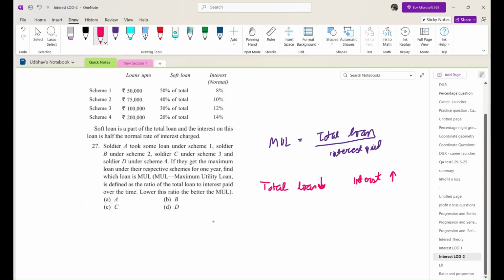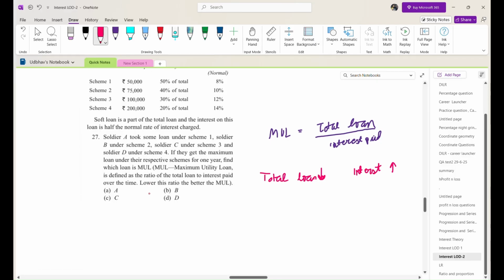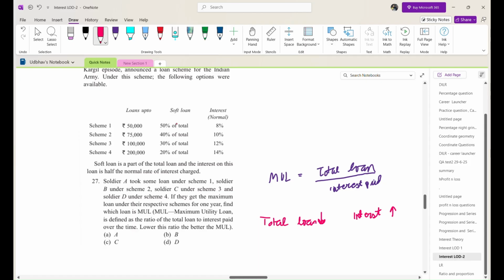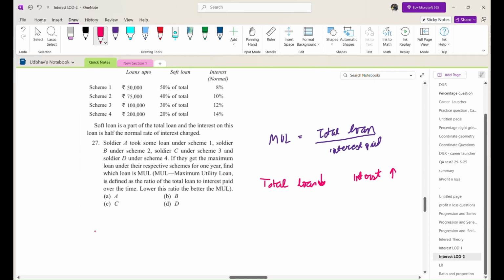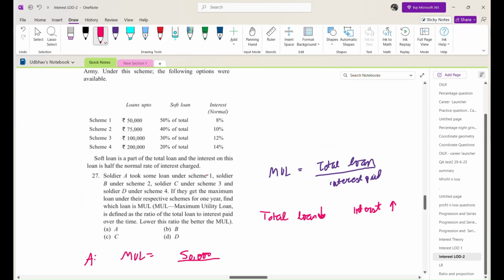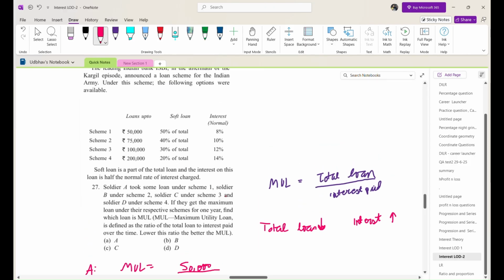So the total loan is, let's say we'll first calculate for the, we are not going into the soft loan thing here, right? We are just finding it using the basic things. So for the scheme 1, or I'll just write the Soldier A. For Soldier A, MUL is what? 50,000 upon, what is the interest he'll be paying?